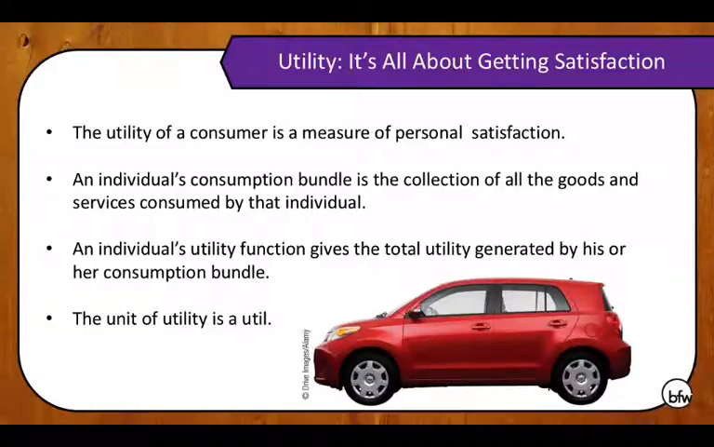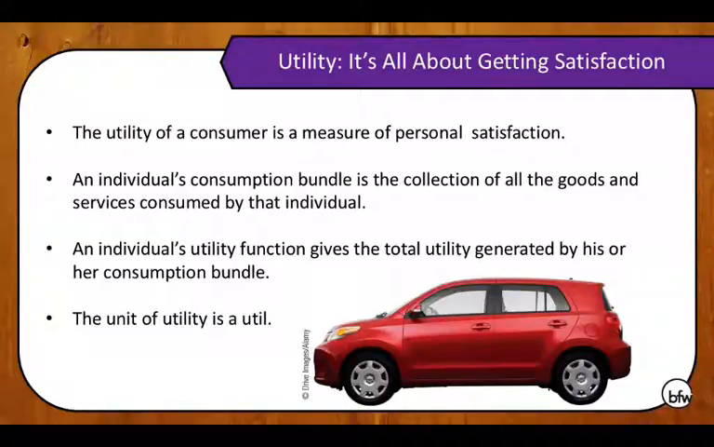And an individual's consumption bundle is the collection of all the goods and services consumed by that individual that give us utility, that give us happiness. That's why we purchase them. So an individual's utility function gives the total utility or total satisfaction or happiness generated by his or her consumption bundle. Now, economists have a special unit of measurement that they use to describe utility, and of course this you'll find funny because of course they would.